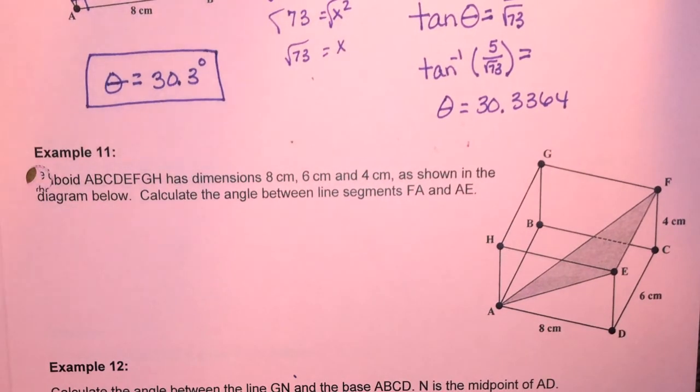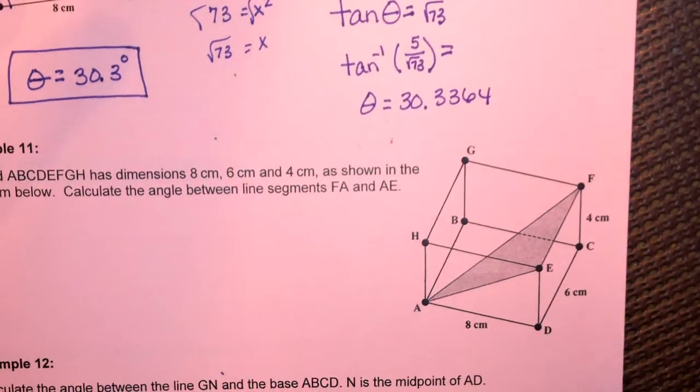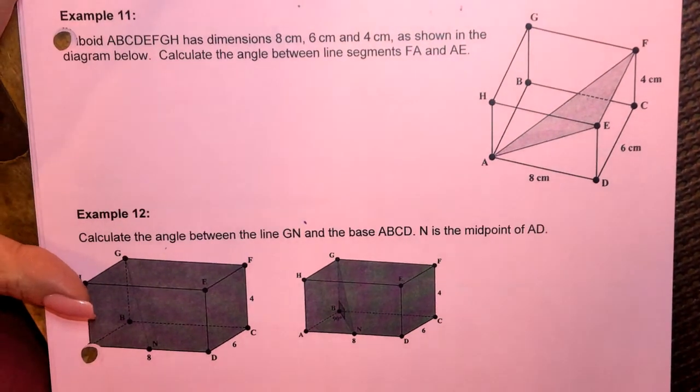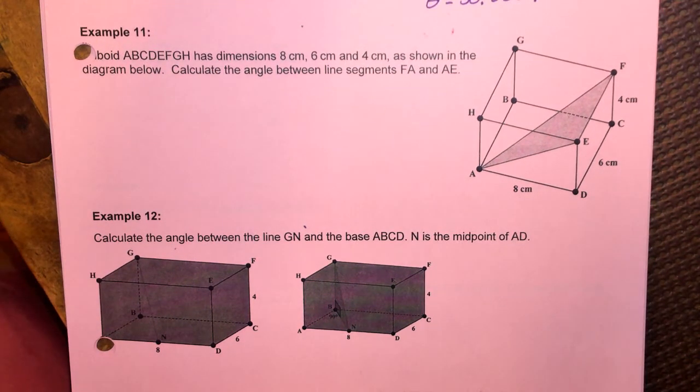I think this is the cuboid A, B, C, D, E, F, G, H. It has dimensions 8 centimeters, 6 centimeters, and 4 centimeters, as shown in the diagram below. So here we go, we've got it drawn. Let me move this up a little bit. Zoom it out just a little bit. There we go. Calculate the angle between line segments FA and AE.